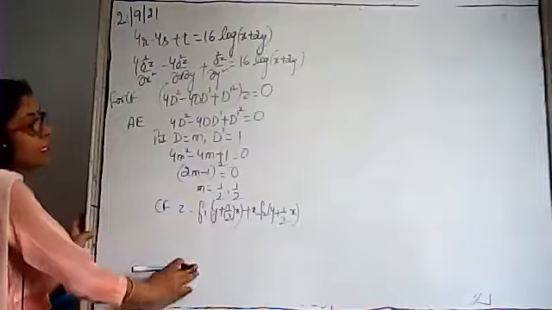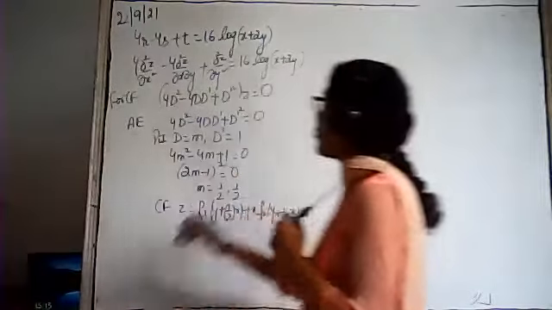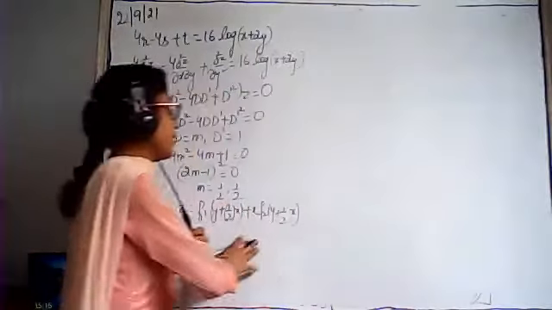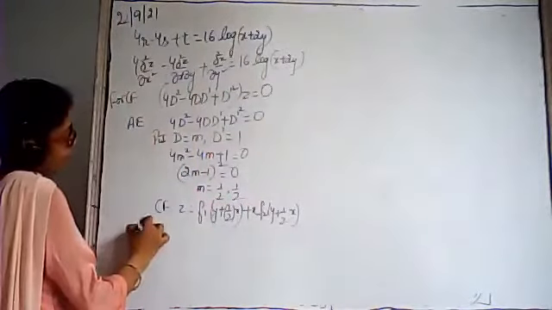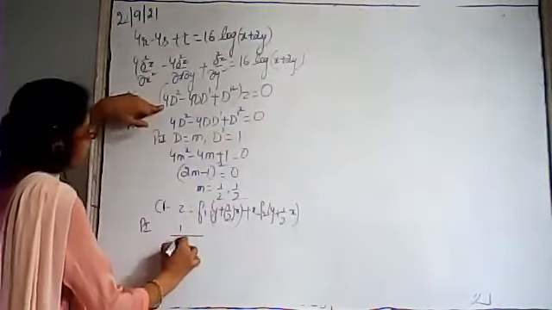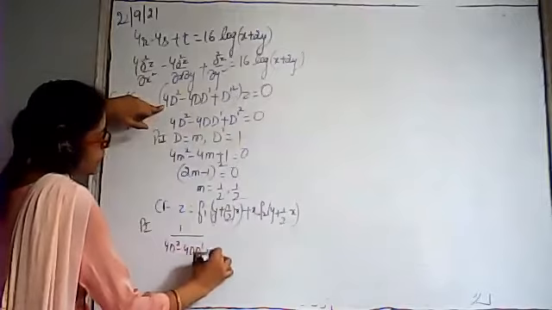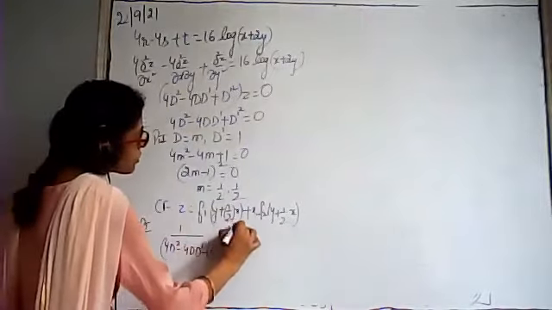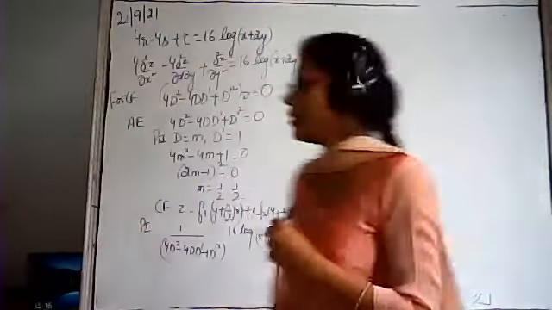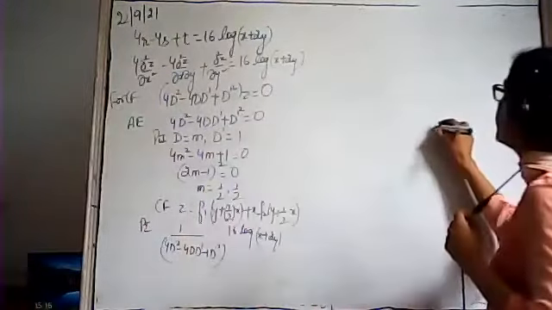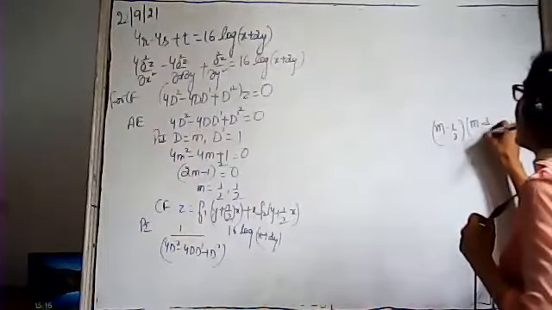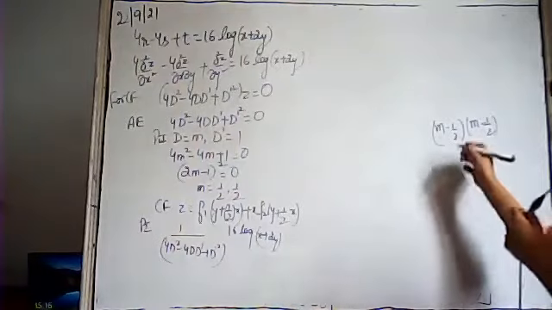After that, we have to find the particular integral. Now look, particular integral: on the right hand side we have log. For log, again we do not have any formula, so again we will apply the general rule here. For the particular integral, this is 1 upon (4D square minus 4D D dash plus D dash square) into 16 log of x plus 2y. The roots are m equals 1 by 2 and 1 by 2. In factor form, it can be written as (m minus 1 by 2)(m minus 1 by 2). This is our factor form.